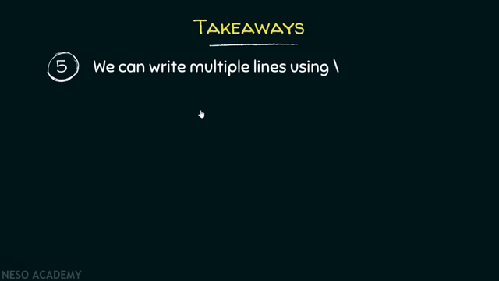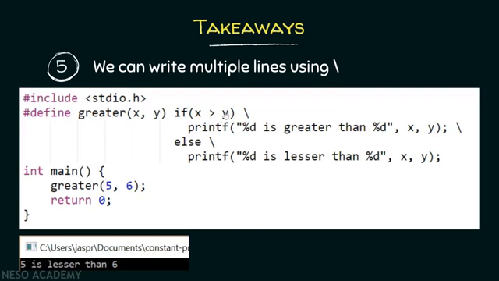We can write multiple lines also using a backslash. Now here we can see that I'm writing multiple lines using a backslash. Here what I want to do is find out whether x is greater than y or y is greater than x. If x is greater than y, then I'm going to print "x is greater than y". If it is not, then x is lesser than y. In this case, I'm providing 5 and 6 as the values of x and y. This is the if-else construct. We're going to talk about if-else in later sections.